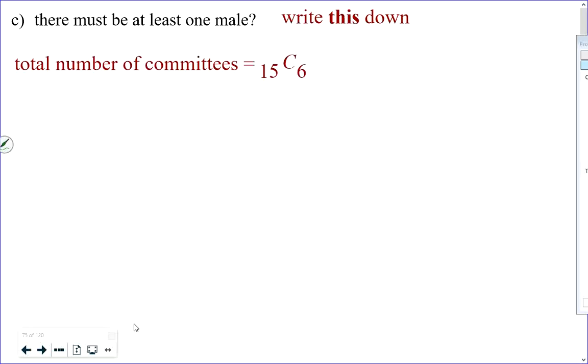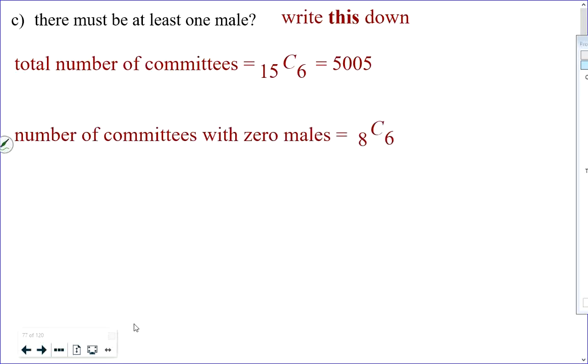So, what is the total number of committees? Total number of combinations, irrespective of male or female. It's 15 choose 6, and we already figured that out, right? I think it was 5,005. Yeah. What is the number of committees with 0 males?